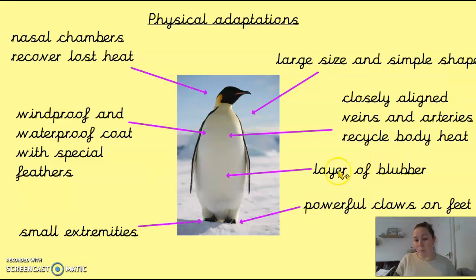They've got a layer of blubber under their feathers, so a kind of fat layer, which keeps them warm. Their closely aligned veins and arteries recycle body heat. So their veins and arteries are very close together, and it has a mechanism where it can recycle the body heat to keep it warm, keep the heat going through the body. And it's got a large size and a simple shape, which links to the small extremities. It's got a nice simple shape. It's not having to heat lots of long arms and legs.